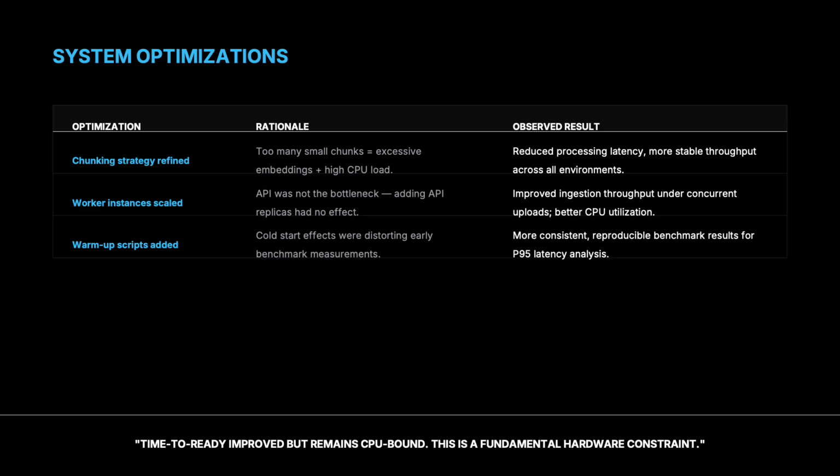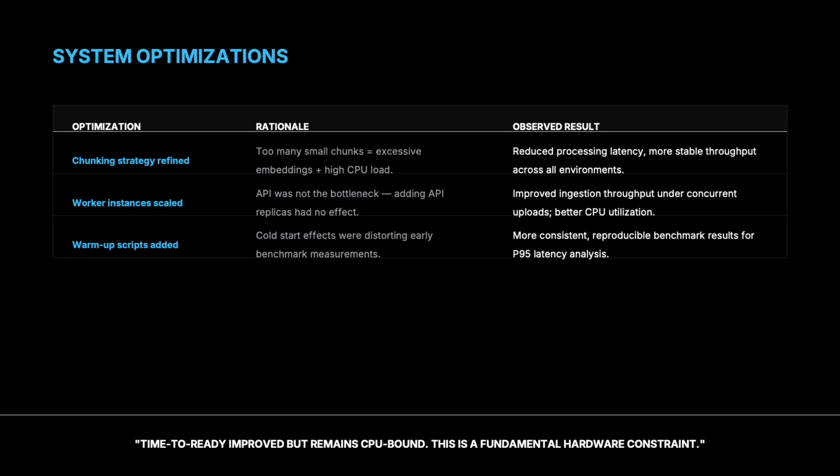Based on our bottlenecks, we implemented a few optimization strategies. First was a chunking strategy. Initially, small chunks created a large number of embeddings, which significantly increased CPU load. By increasing chunk size and reducing total embeddings per document, we were able to lower processing overhead and achieve more stable throughput across both environments.